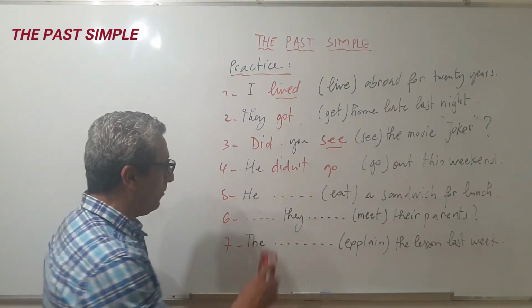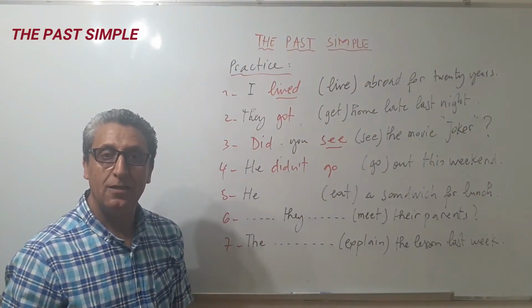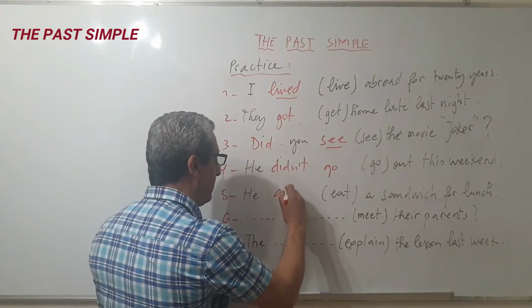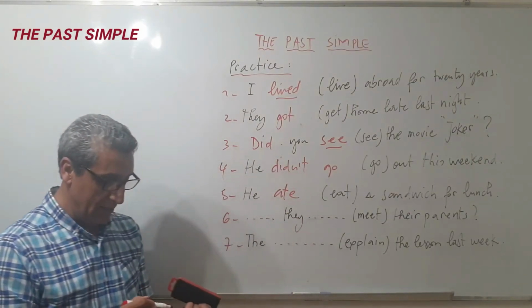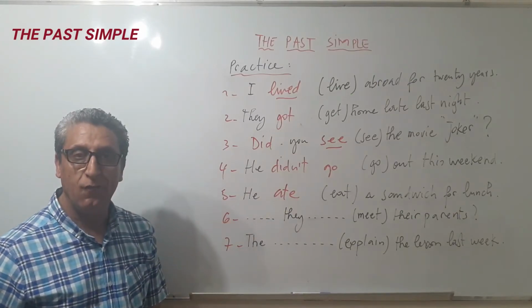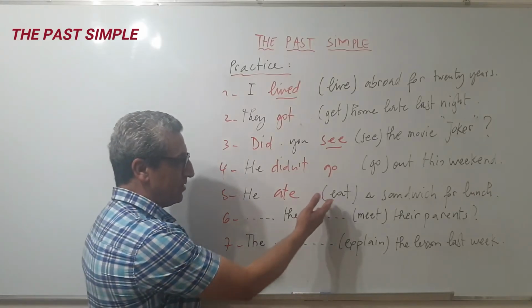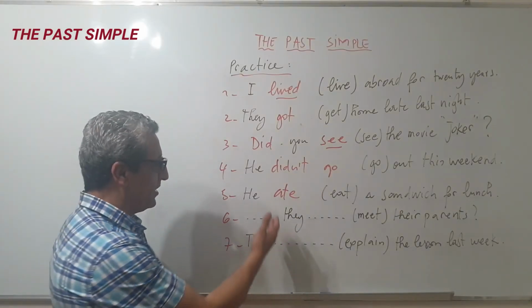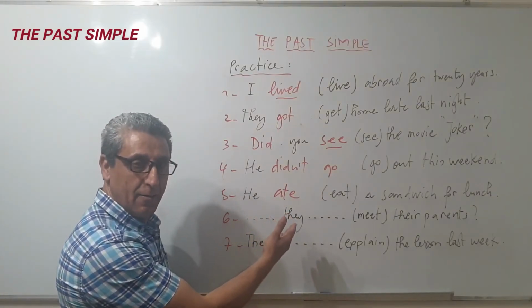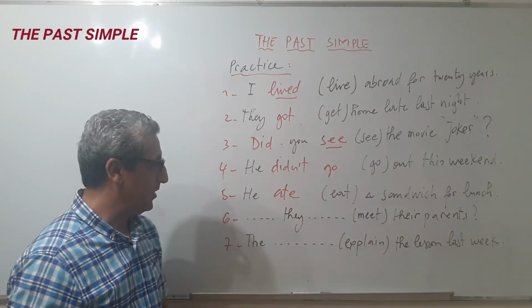So the past simple, yes, the past simple is ate. Okay? Ate. He ate a sandwich for lunch. Good. So it is an irregular verb and the past simple is ate. So in the affirmative form, we must conjugate the verb.